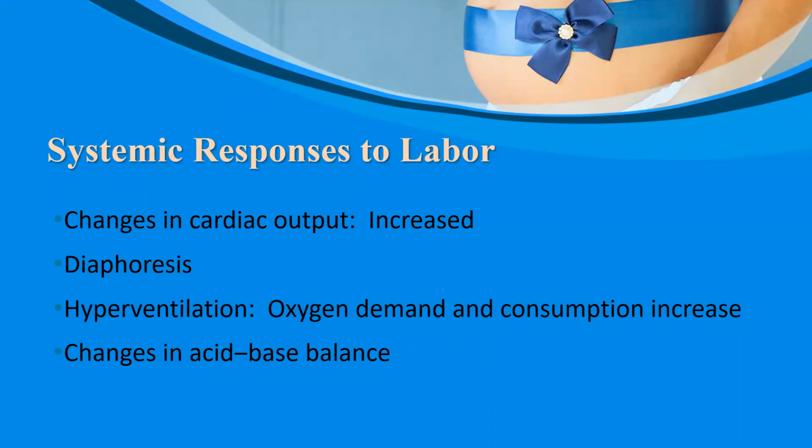Systemic responses to labor: increase in cardiac output of as much as 10 to 15% over the typical third trimester. And anxiety and pain from contractions increase, so hyperventilation frequently occurs. You may see mom become diaphoretic, and there's a change in acid and base balance.